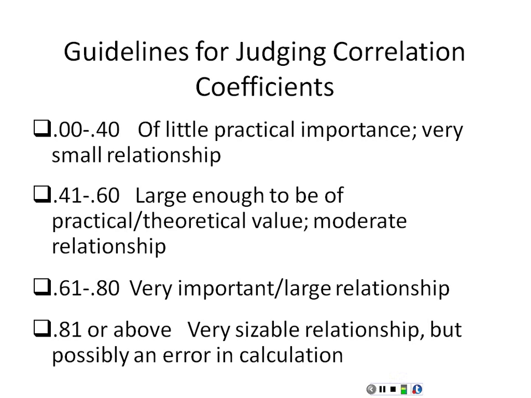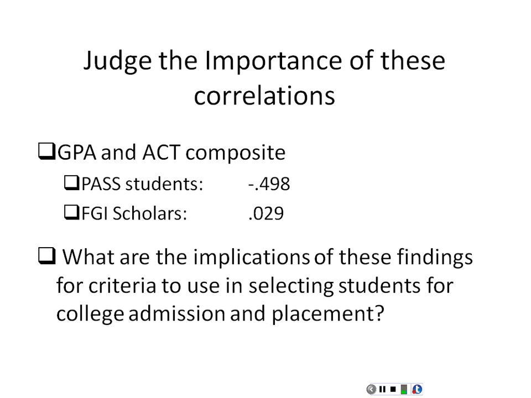If you get a correlation above 0.81, you probably have an error in calculation, or it's an extremely rare and strong relationship. So let's judge the importance of these correlations: the GPA and the ACT composite. For the PASS students, it's minus 0.498, and for the FGI scholars, it's 0.029. So looking at these two correlations, would you say that it would be useful with either of these groups to use a combined GPA and ACT cut score in order to accept them? Doesn't look like it to me.